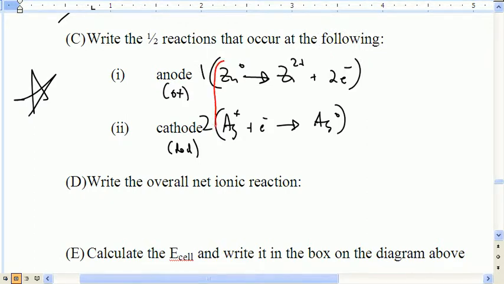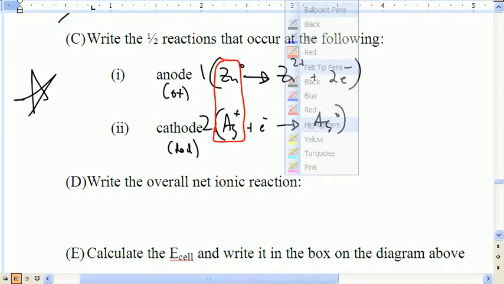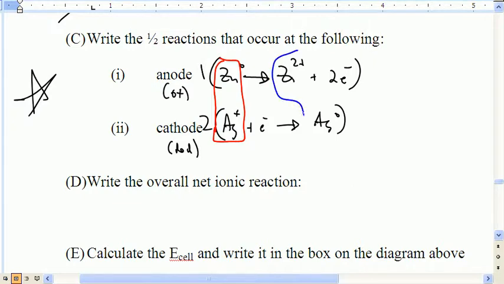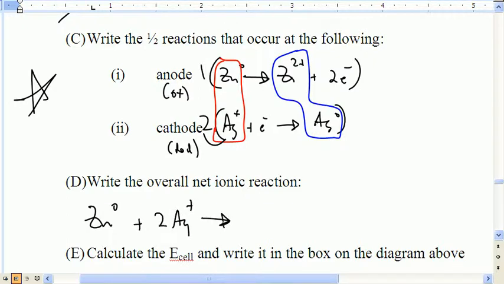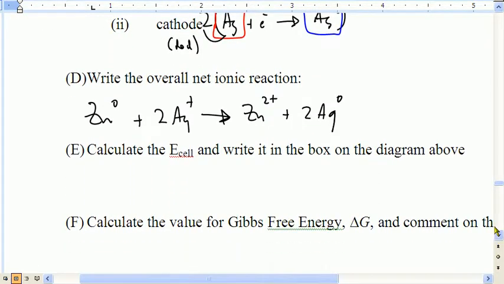So when we write the overall net reaction, the left side, we're going to write everything that's on the left. These are our chemicals on the left side of the arrow. And on the right side, we're going to write everything that's on the right. Those are our chemicals. The electrons are going to cancel out. So we're going to be left with Zn0 plus 2 Ag plus goes to Zn2 plus plus 2 Ag0. They want us to calculate the E cell.